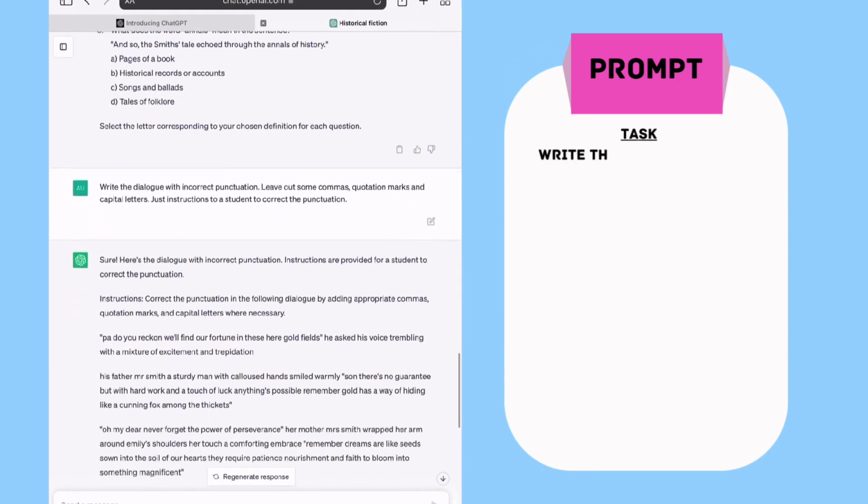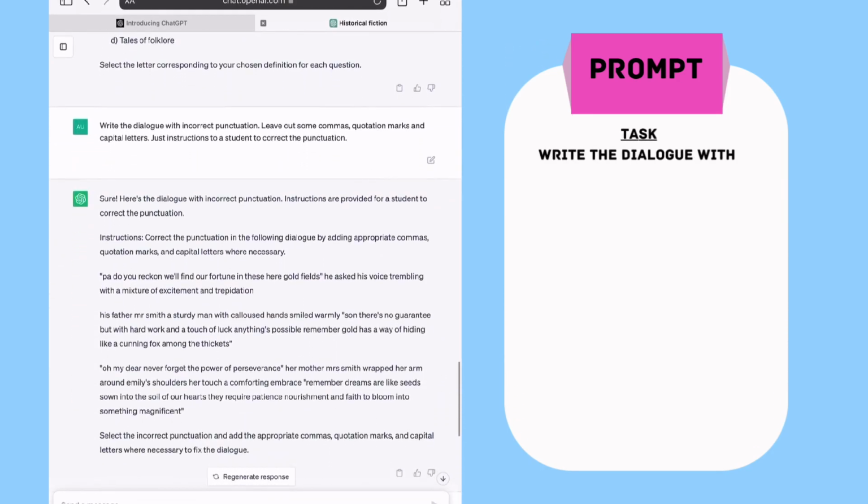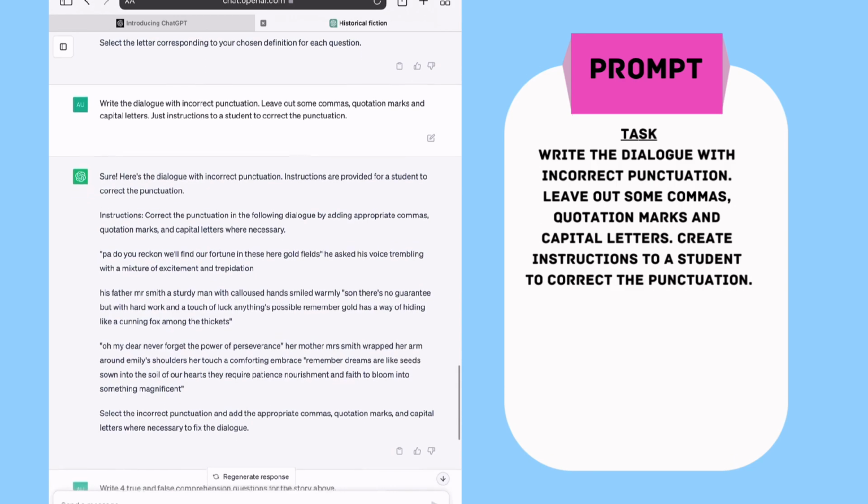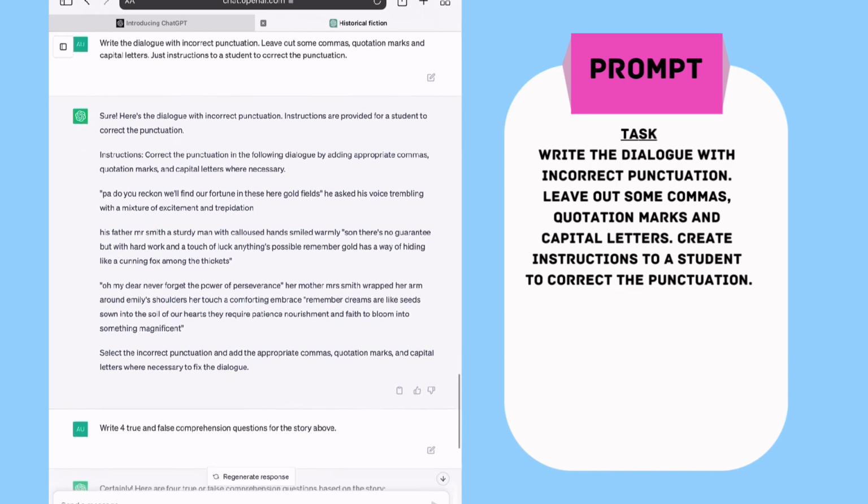Next, I went on to a punctuation activity. So currently we're working on direct speech and including that in our writing. So I used the prompt, write the dialogue with incorrect punctuation. Leave out some commas, quotation marks, and capital letters. And I wanted it to include instructions for the student to correct the punctuation.